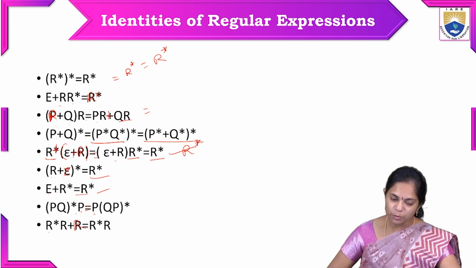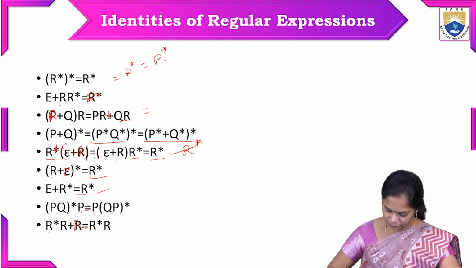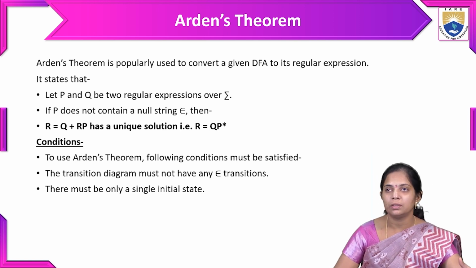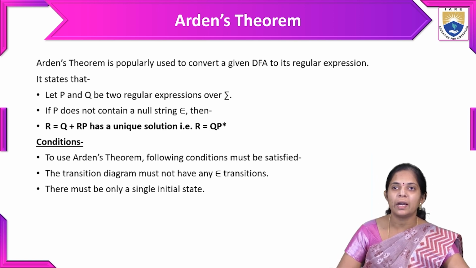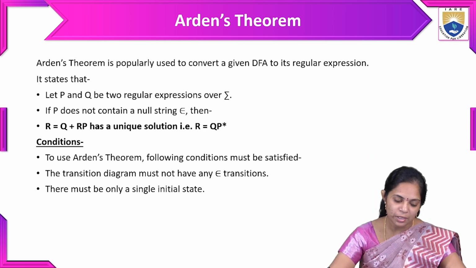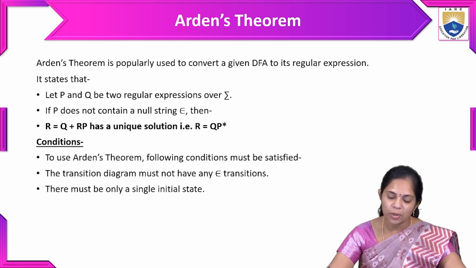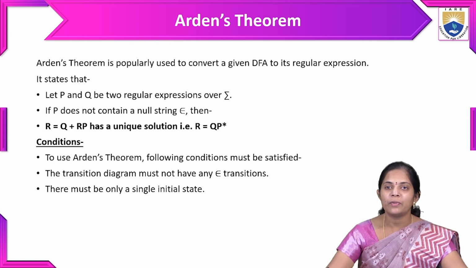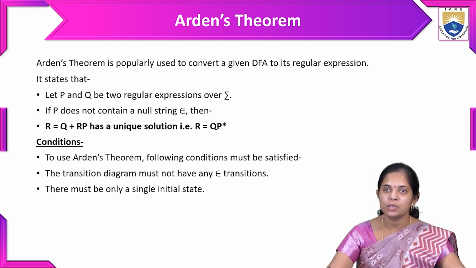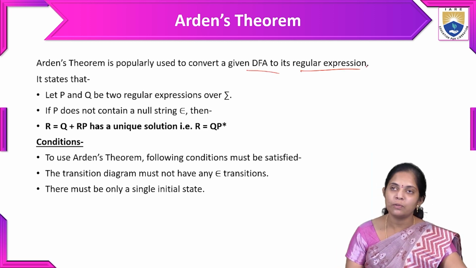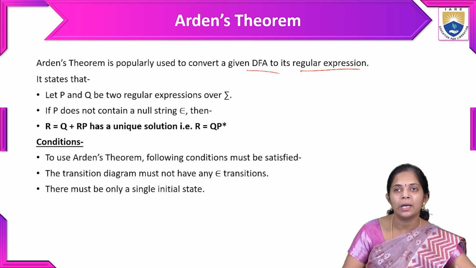We have to prove that by using these identities. And for proving the identities of regular expressions, we want this Arden's theorem also. So, what is this Arden's theorem? Arden's theorem is popularly used to convert the given DFA to its regular expression. So, finite automata to regular expression we are converting. For this conversion, what we need is this theorem, Arden's theorem.